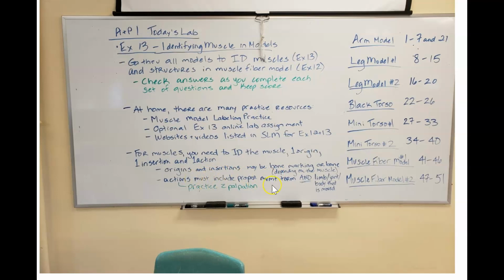So for actions, you have to include at least 2 words. There needs to be an action term or a movement term, like flexion of the elbow or extension of the elbow. You can't just say flexion or extension or pronation. You have to say what is being flexed, what is being extended.